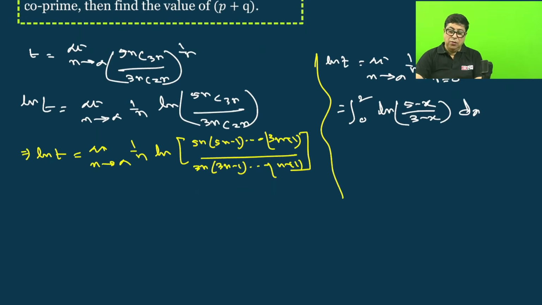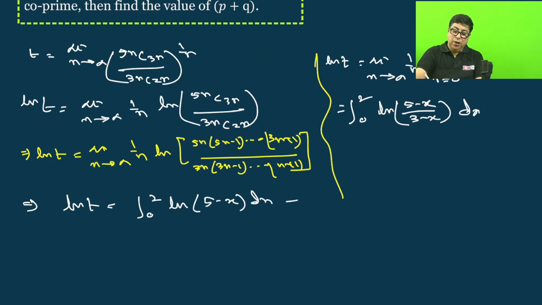Now if I do the definite integral calculation, what we are getting is log t equals the integral from 0 to 2 of log of (5 minus x) dx minus the integral from 0 to 2 of log of (3 minus x) dx. By parts we have to apply integration. This is integration by parts. First function is log of (5 minus x), second function is 1. And if we calculate directly, everybody, in this type of calculation you have to calculate very fast and directly.